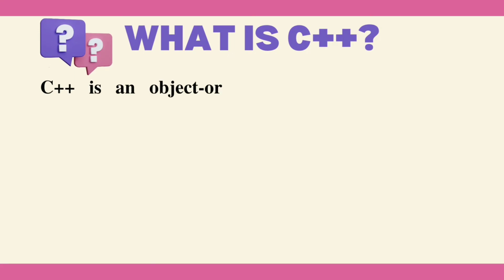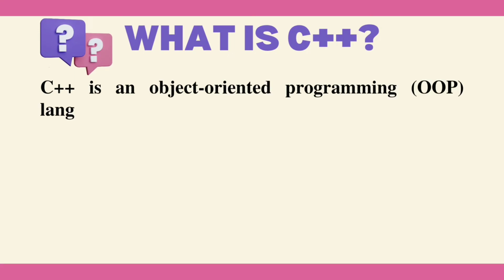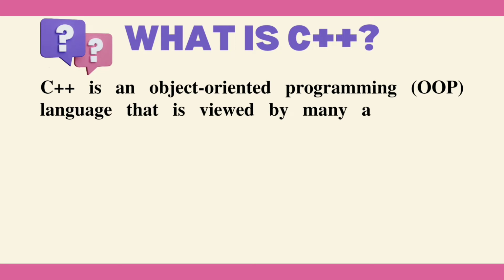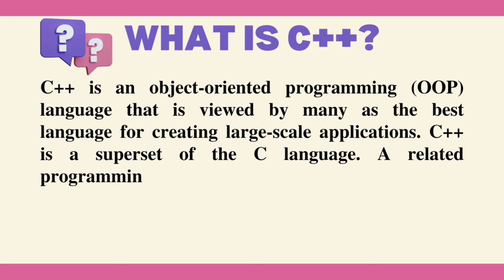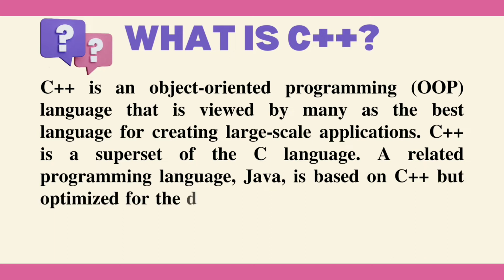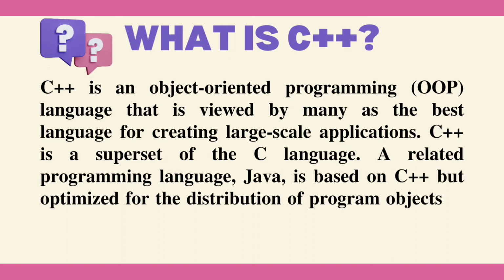What is C++? C++ is an object-oriented programming (OOP) language that is viewed by many as the best language for creating large-scale applications. C++ is a superset of the C language. A related programming language, Java, is based on C++ but optimized for the distribution of program objects in a network such as the Internet.